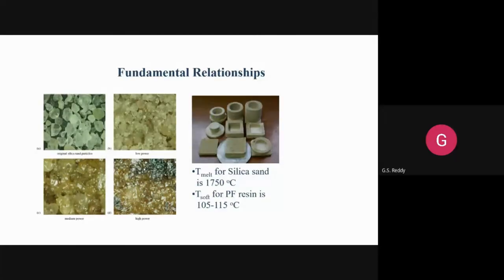The silica sand softening temperature is 1750 degrees. For PF resin it is 105 to 115 degrees Celsius.